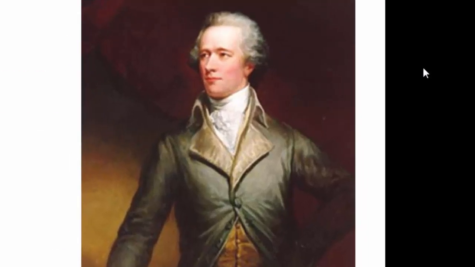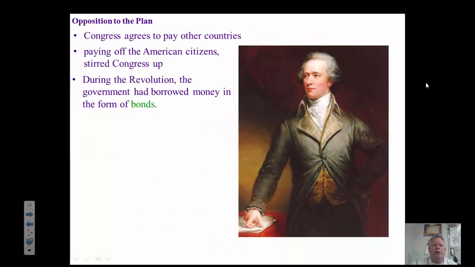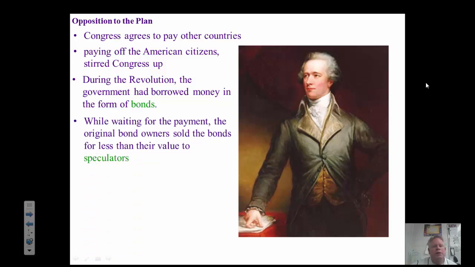Congress didn't have any problem paying the other countries, but when it came to paying the American citizens back for those bonds, it was an issue. During the Revolution, the government had borrowed money from the people in the form of bonds, and the people got to the point where they needed money very badly. So when some speculators came around and offered to buy their bonds for lesser value, or maybe even sometimes half value, they sold their bonds to these investors because they needed the cash.